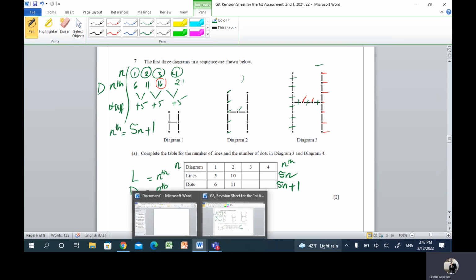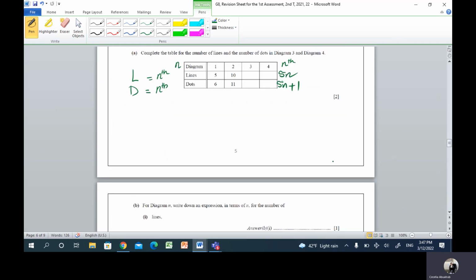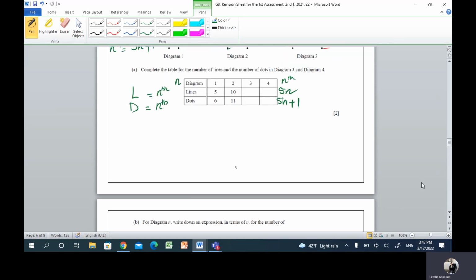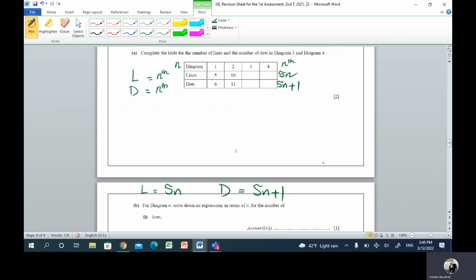Now that I got the nth term for each row, I will start answering the questions. So I can write here, because I don't want to keep on going up and down, the nth term for L is equal to 5n, and the nth term for D is 5n plus 1. Perfect.